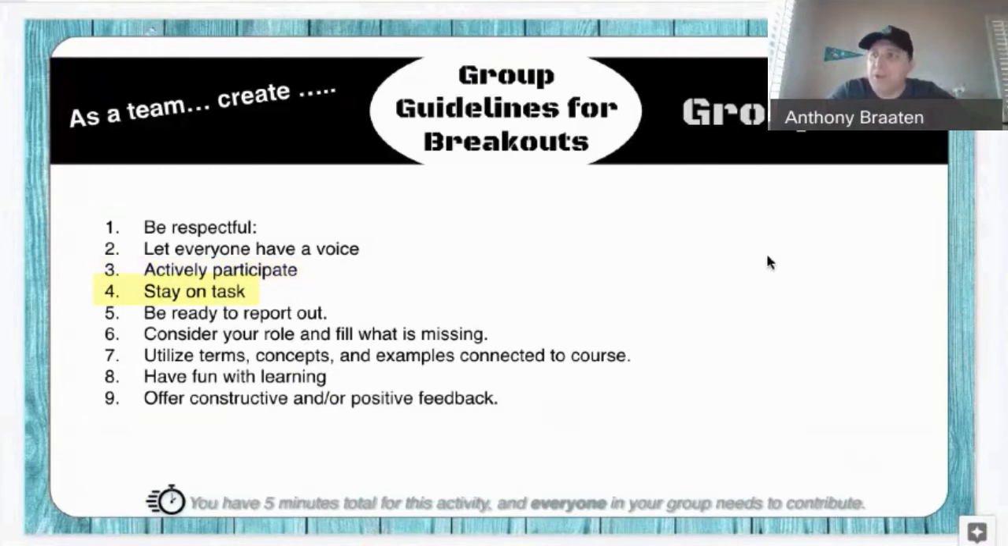Stay on task, be ready to report out. Consider your role and fill what is missing. We're talking about who's keeping track of time. Be respectful of that. And if you see something that's not happening, asking people for their opinion. If you see somebody that's getting left out, how do you pull them into the conversation?